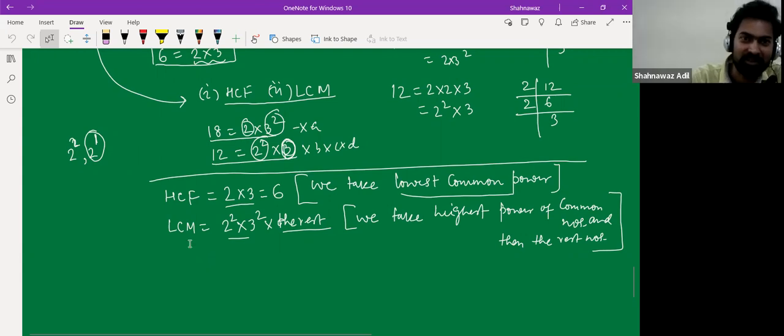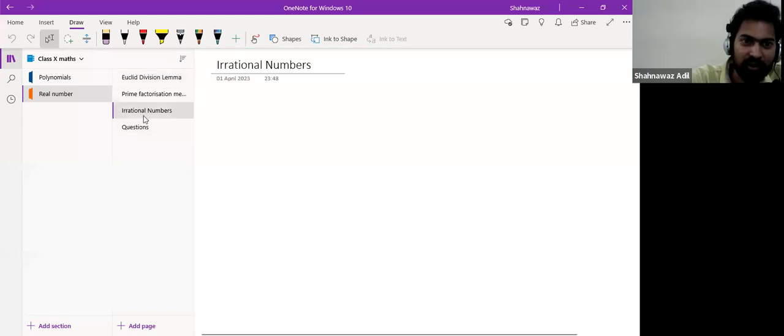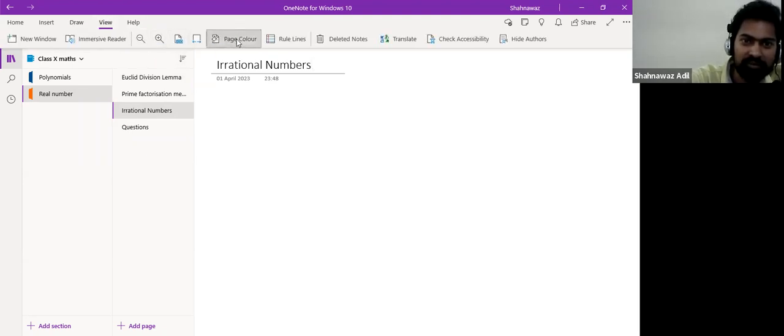Okay. Nice. So let's do the third exercise. But I will do a revision of this regardless, and I will ask what you have done. So the third exercise is about irrational numbers. Let me change the color.